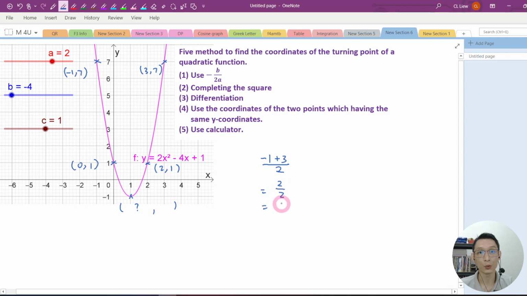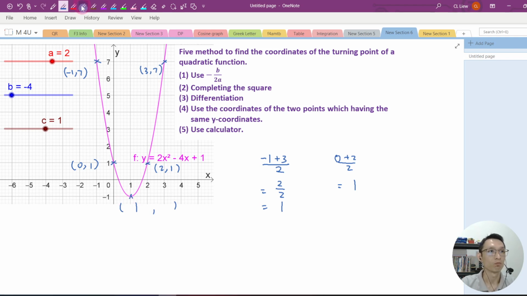2 divided by 2 is equal to 1. Now we got the x coordinate. Or you can use this one. If you try to use it, you will get exactly the same thing. Now 0 plus 2 divided by 2, you will still get 1. This is one of the ways of getting the x coordinate of a turning point.